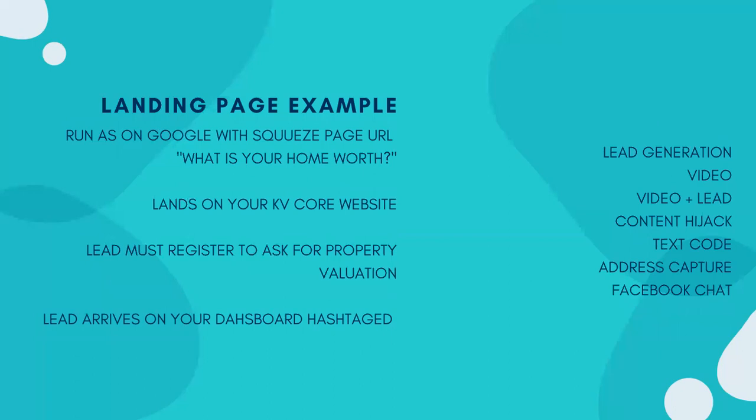Landing pages. Here's an example of the workflow through a landing page. You run an ad on Google with the landing page URL. What is your home worth? Lead clicks on that link. They land on that KV Core web page, and they have to register to request that property valuation. So once they basically create an account or send you their email address and their property address, they then arrive on your dashboard with whatever hashtag you designate.